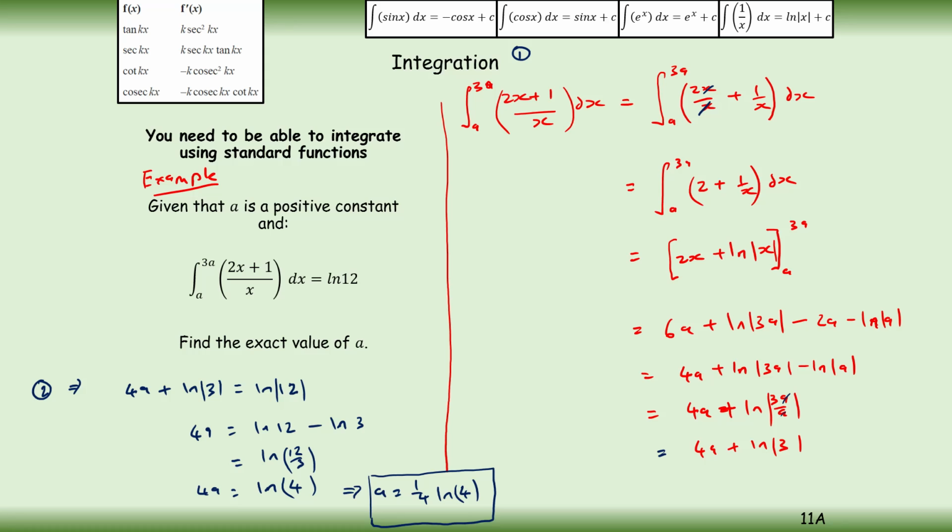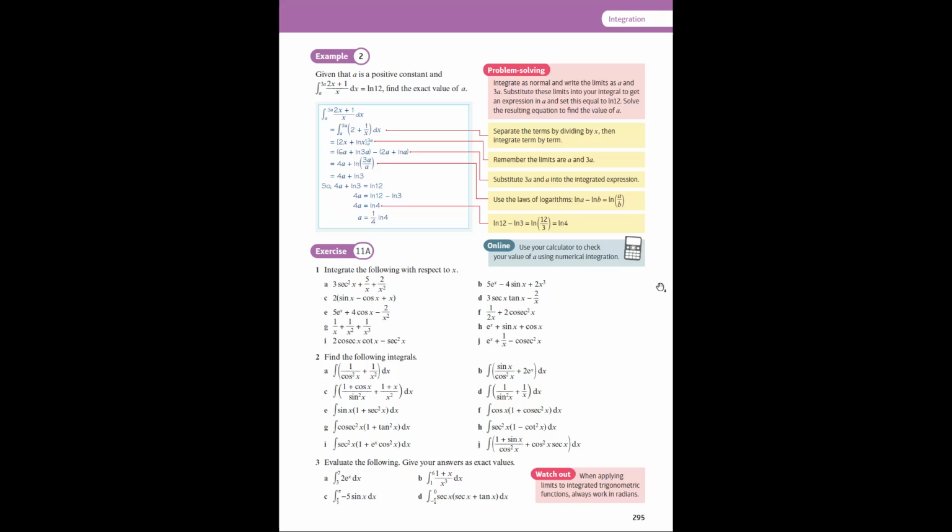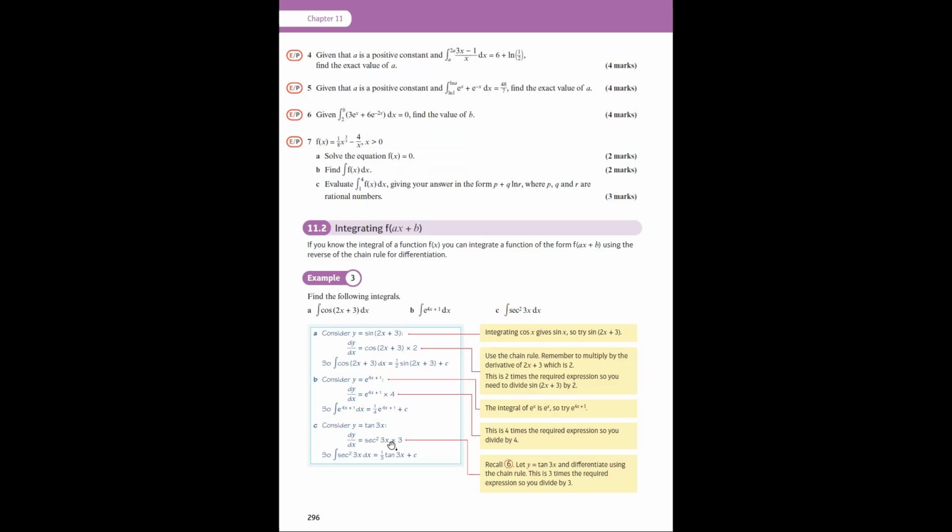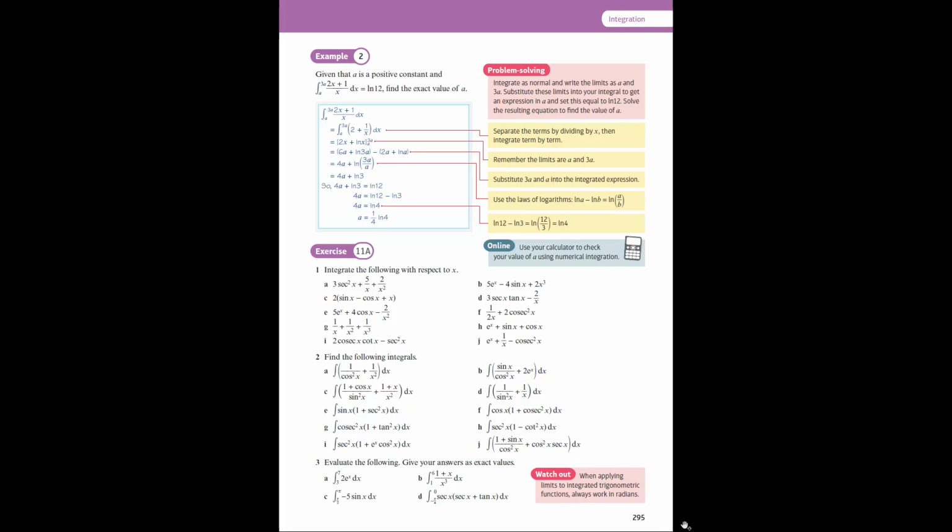So hit pause, copy the example down. Once you've done that, hit play, and I've got a couple of questions for you to attempt. Okay, so you're doing exercise 11A. Could you do just the left hand side? You could probably get away with that actually. Quite a lot of questions here. But if you're unsure, then start with the easier ones, question 1, and attempt them all. And then as you get more confident, you could skip some or do them all. It makes you better at these questions. Right, 11A, page 295. Good luck.